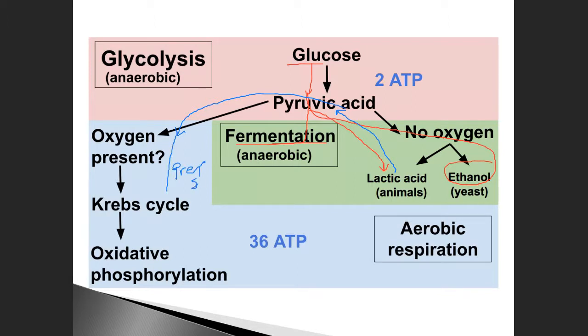They go through the citric acid cycle. The citric acid cycle is also known as the Krebs cycle, and they go through oxidative phosphorylation. And in oxidative phosphorylation, you can produce a total of 36 ATP or 38 ATP, depending on what type of organism you are. We'll have to talk about that a little bit, okay?